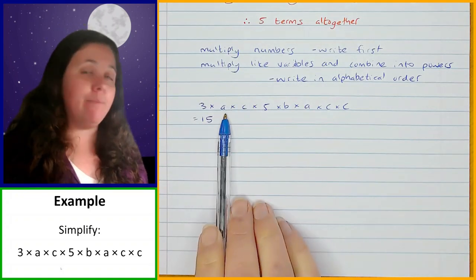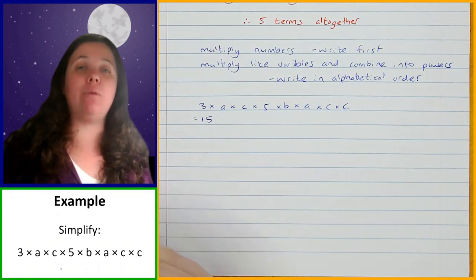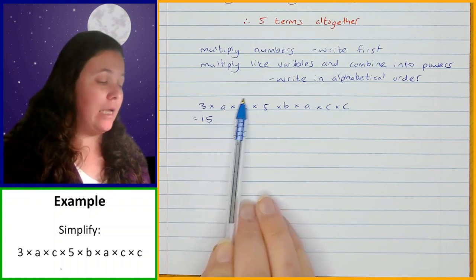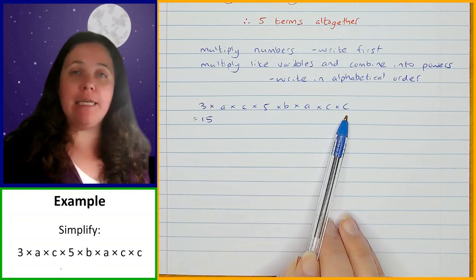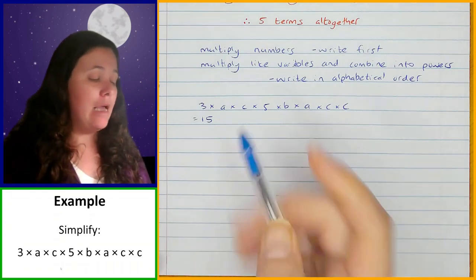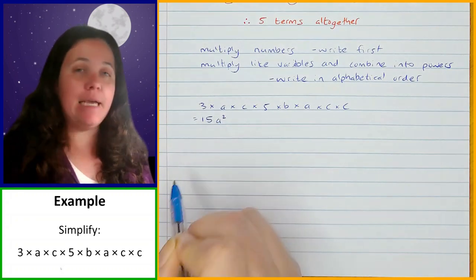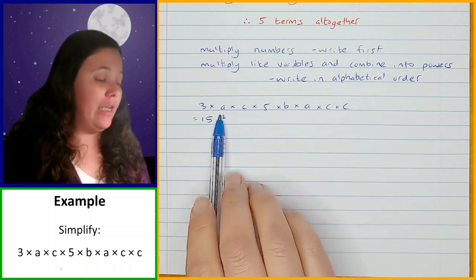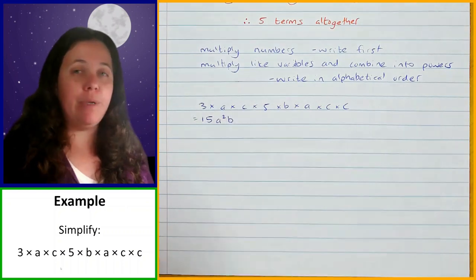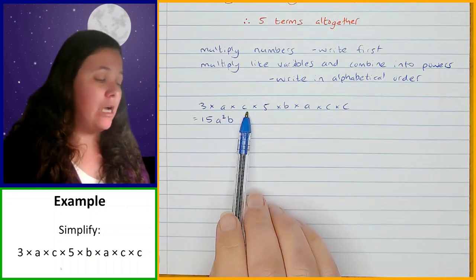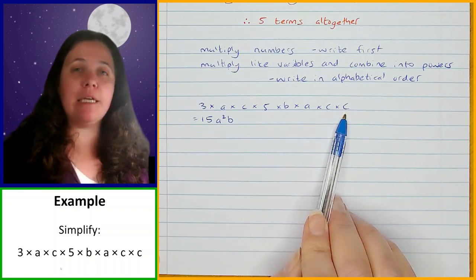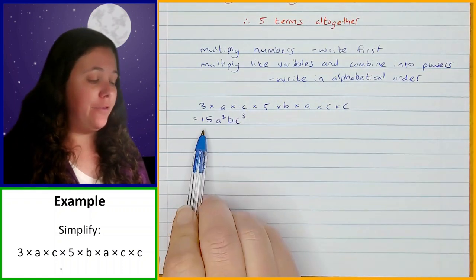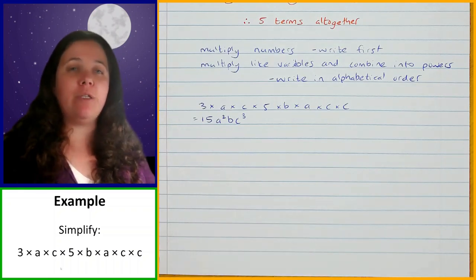Then I look at my variables, and I'm going to look at all of the same variables together in alphabetical order. So the first variable I'm going to look at is A. I've got an A over here, and I've got an A over there. There are 2 A's that I'm multiplying together, and when I multiply A together with another A, that gives me A squared. So I've got 15 A squared. Then I'm going to look at the next letter in alphabetical order, which in this case is B. Over here, I've only got one B, so it's just going to be B. And then I've got my C's. I've got 1, 2, 3 C's that are being multiplied together. When we multiply 3 C's together, that is C to the power of 3. So you should get 15 A squared B C cubed for that example.